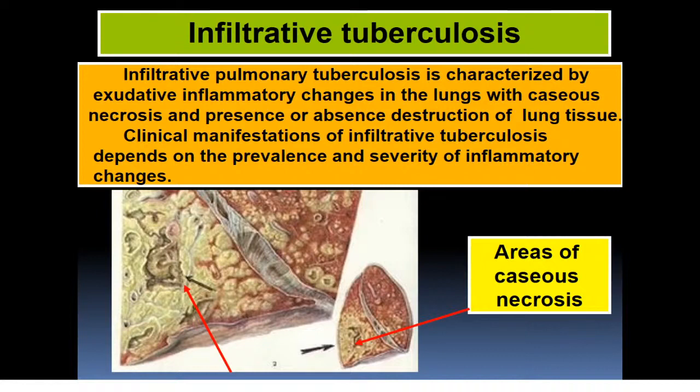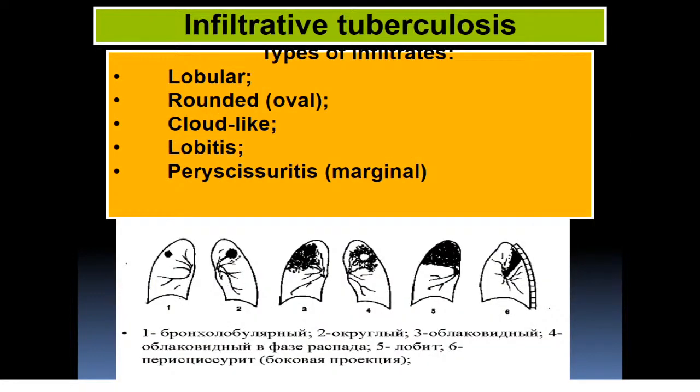Clinical manifestations of infiltrative tuberculosis depend on the prevalence and severity of inflammatory changes in the lungs. And on this picture, you can see areas of caseous necrosis in the lungs.